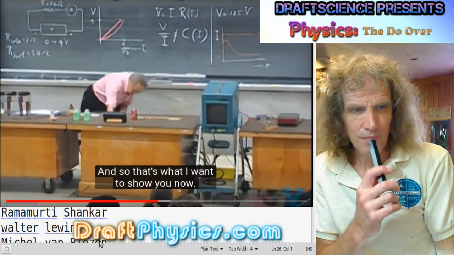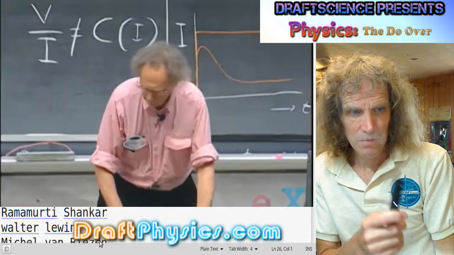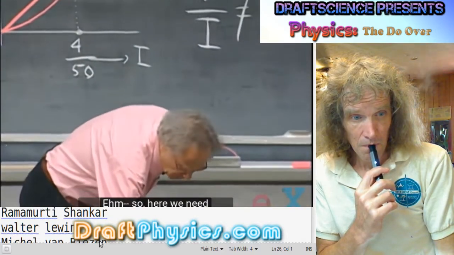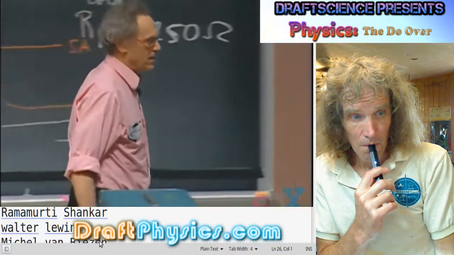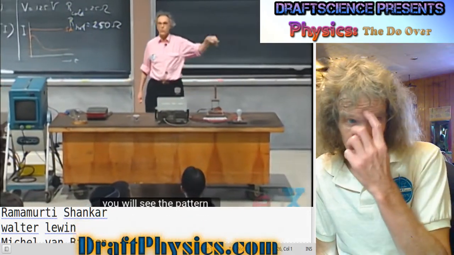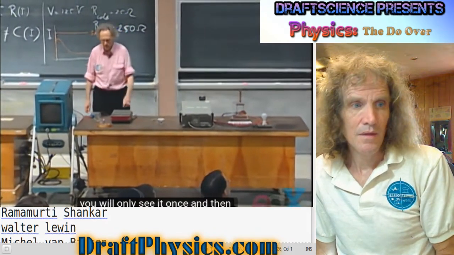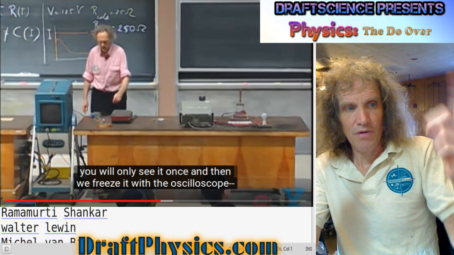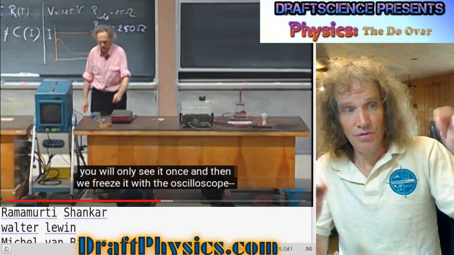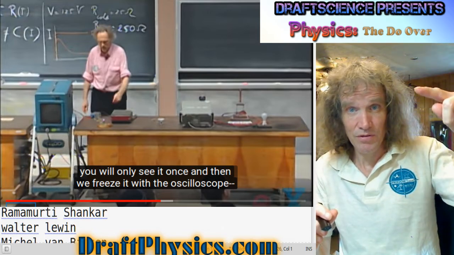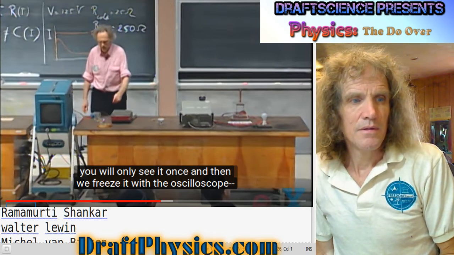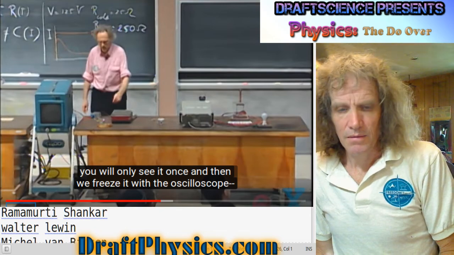So that's what I want to show you now. So here we need 125 volts. And there's the light bulb. And when I throw this switch, you will see the pattern of the current versus time. You only see it once, and then we freeze it with the oscilloscope. The line also represents the voltage drop. So as that line goes down and steadies out, it means the voltage drop is not as big. So it's a big voltage drop in the beginning, and then it levels off at a lesser voltage drop. I think I said that the right way.